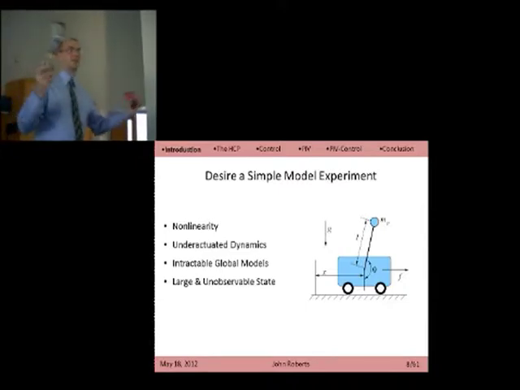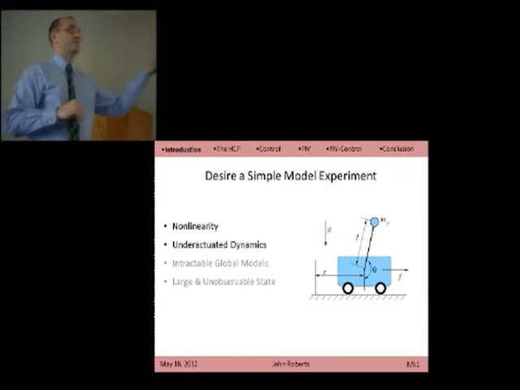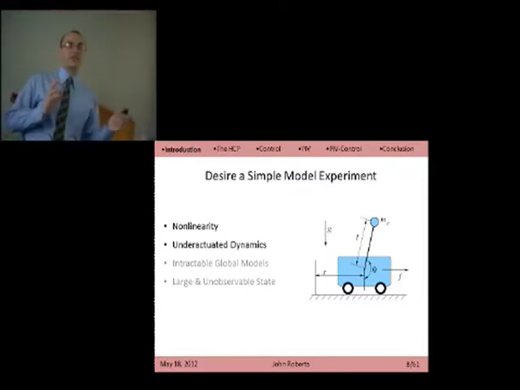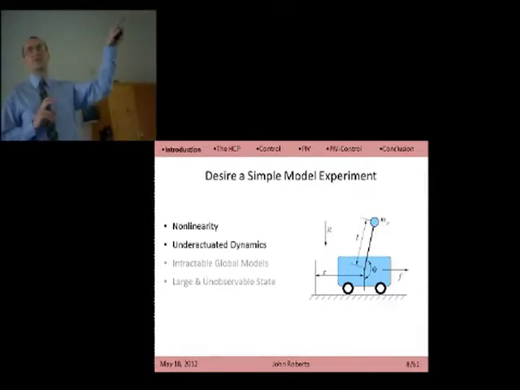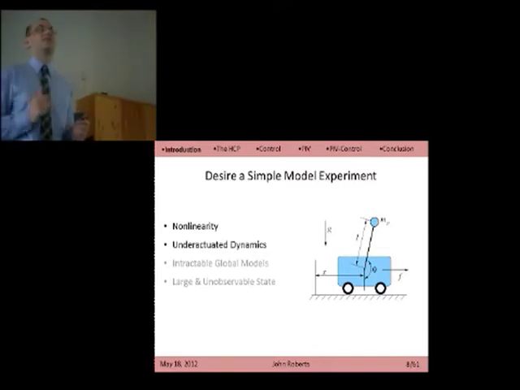That's underactuation. You have one input and you have 2 degrees of freedom. So we want something like that. This captures both the nonlinearity, the dynamics have trigonometric functions, and the underactuation. But we want to deal with these other things too, the intractable global models and the large and unobservable state. And we want something more fundamentally fluid dynamical.